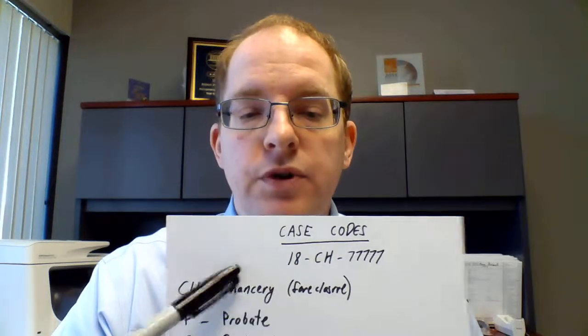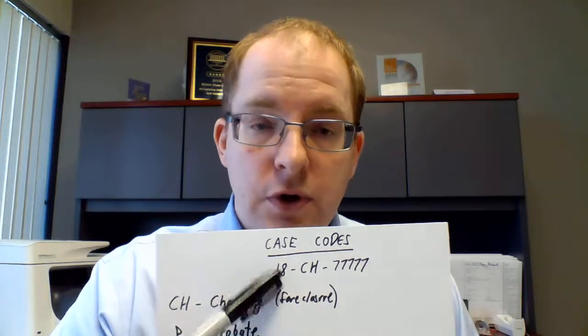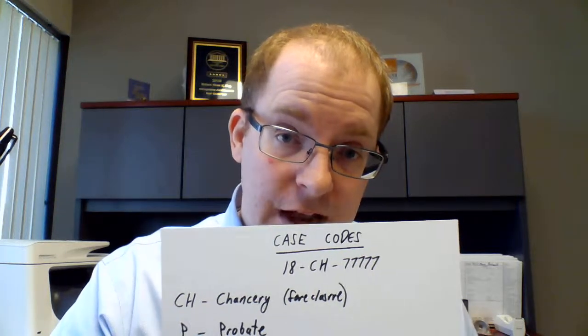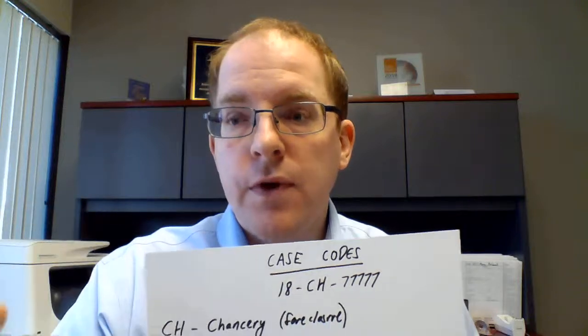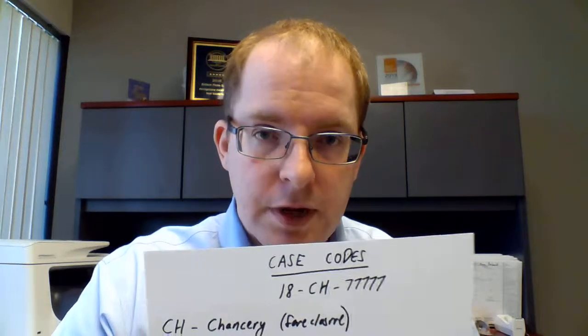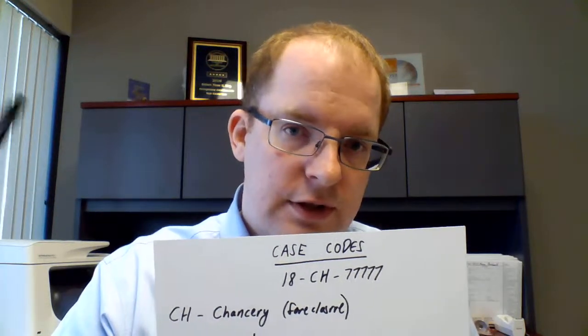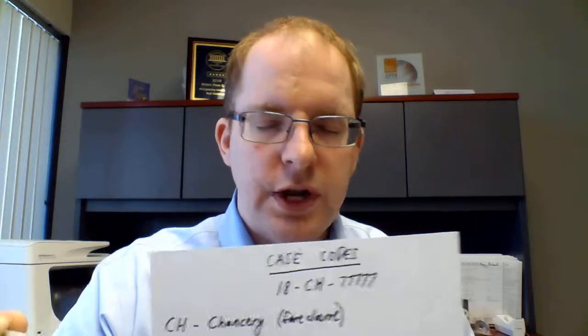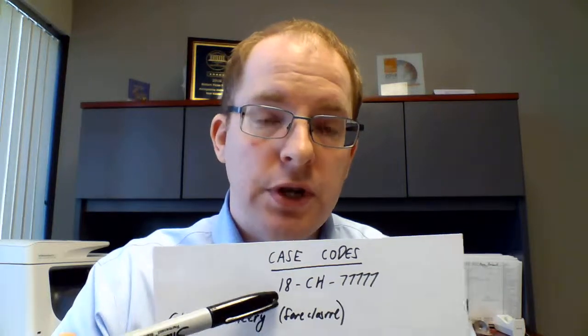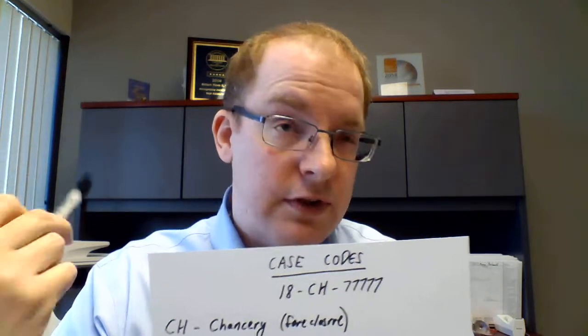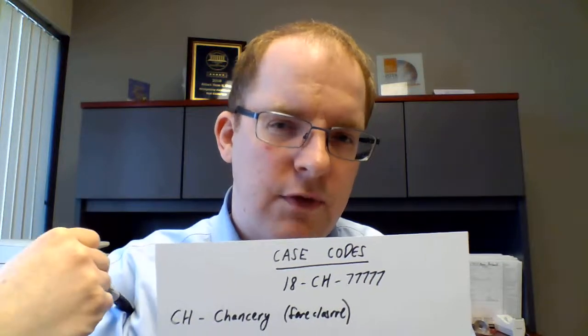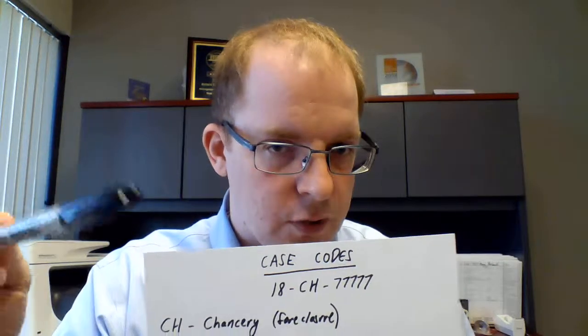When we're dealing with a CH, it's also helpful to go back and look at what year it was filed. We're in 2019 right now that I'm making this video. If it's a 2018 case, that's a fairly normal foreclosure case. If I see that it's a 2017 case, that's kind of a long time now because foreclosure cases are moving a lot quicker.